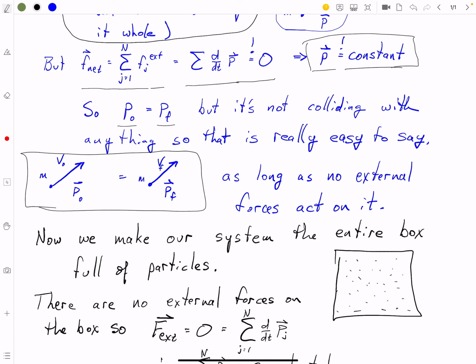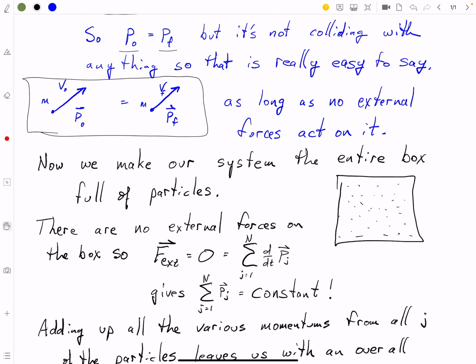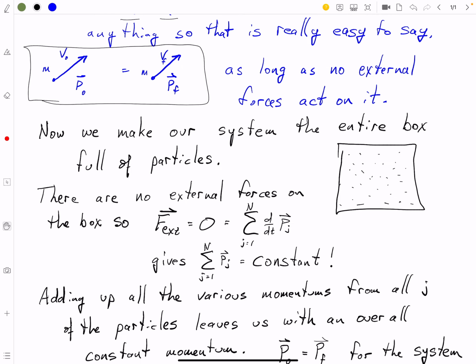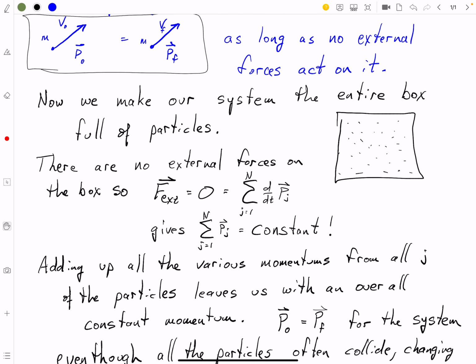Okay, so now we're going to look at the entire system of particles in the box. And we still have no external forces. There's no external forces acting on this box. However, we know that each one of those little particles in there are going to be bouncing around, hitting each other. And none of them have the same momentums. They might have similar masses, but they're not going to have velocities that are the same. They're going in all different kinds of directions.